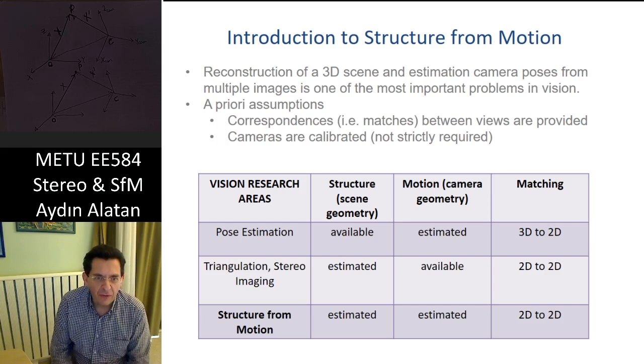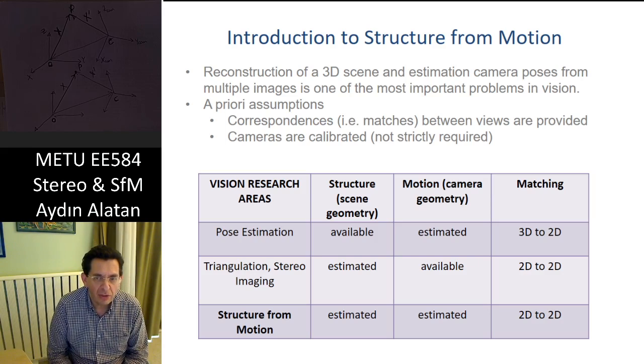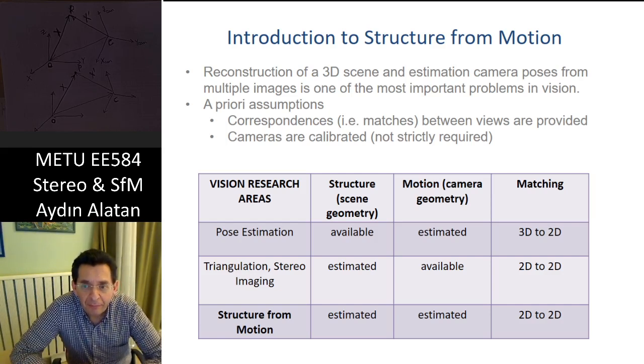Basically, in structure from motion, the general concept is that the structure is unknown, and the camera geometry is also unknown. We don't know anything except the 2D correspondences of the different images we have. And after matching those points, corners, and blobs with each other, we will try to estimate the 3D structure and also the camera geometry together.